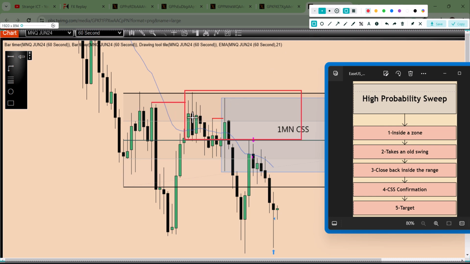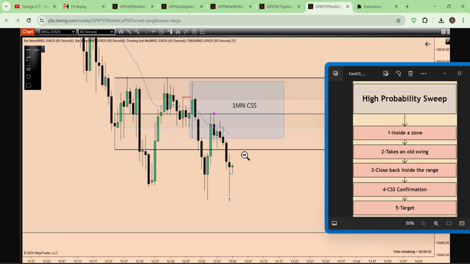Inside now this zone, inside this 1 minute CSS, this 1 minute candle, we have also a sweep. We have a sweep right here. Price generated this high, started trading lower. One more time trading above it, sweep it, close below the range, inside the range here. And then we have the CSS confirmation happened here with this candle right here. So now this will become another candle, another 1 minute CSS.